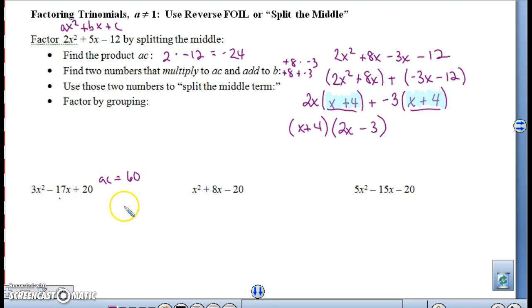Well, how do you get a negative number by adding? You have to have two negatives. So 17 is actually going to be negative 12 and negative 5. Negative 12 plus negative 5 is negative 17. Negative 12 times negative 5 is 60. All right, so I'm going to rewrite 3x squared minus 12x plus negative 5x plus 20. So instead of writing negative 17, I have negative 12 plus negative 5. Now I'm going to group it.